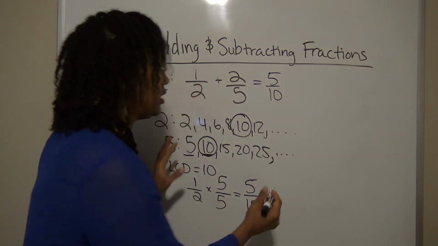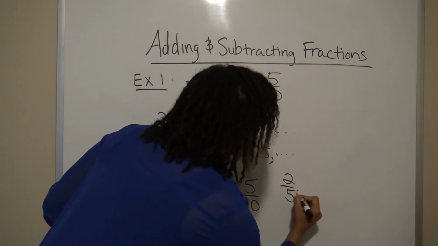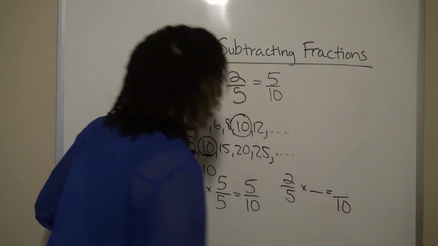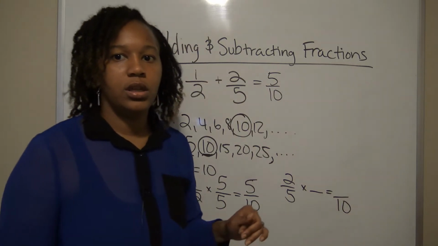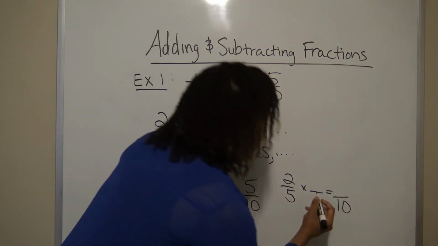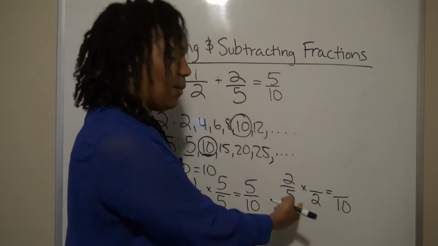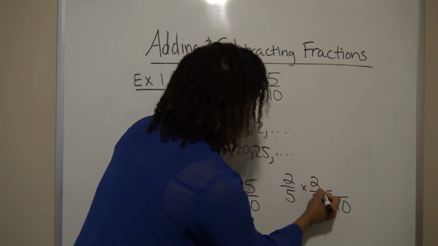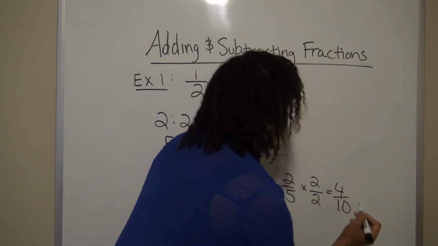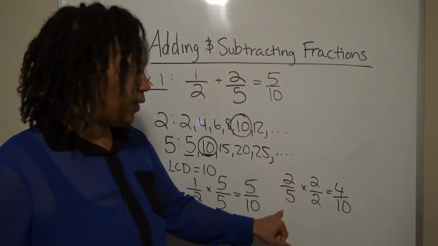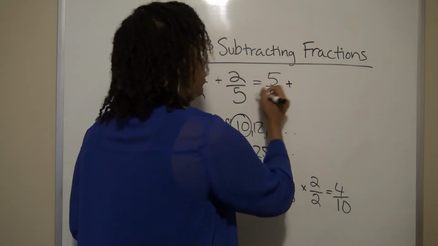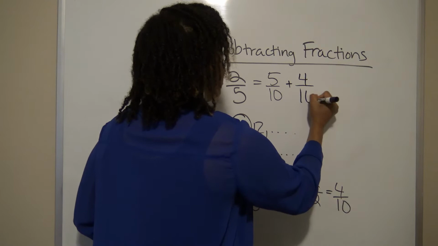Okay. My next fraction is 2/5, and I want to make 2/5 have a denominator of 10 also. So then the next question is, 5 times what will give me 10? Well, 5 times 2. And whatever I multiply the denominator by, I also have to multiply the numerator by. So 2 times 2 is 4, and 5 times 2 is 10. So 2/5 is equivalent to 4/10. So I'm going to replace 2/5 with 4/10.